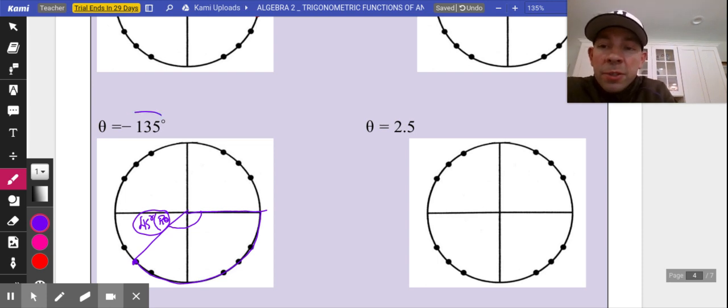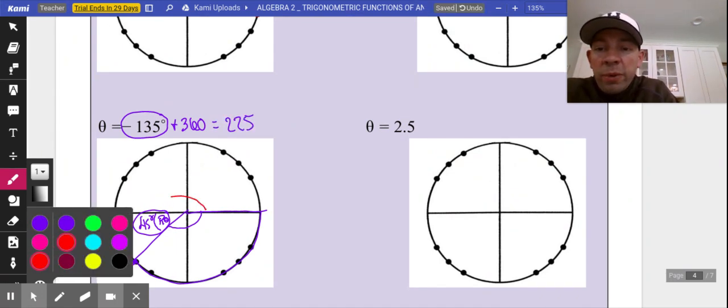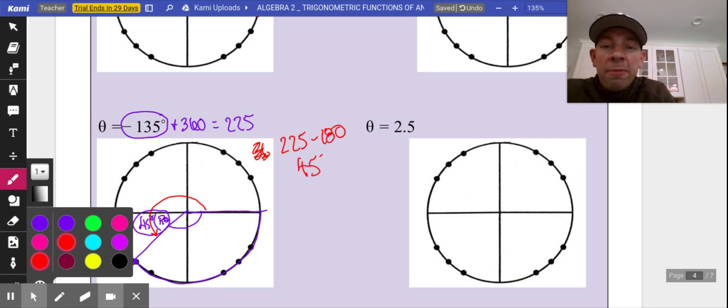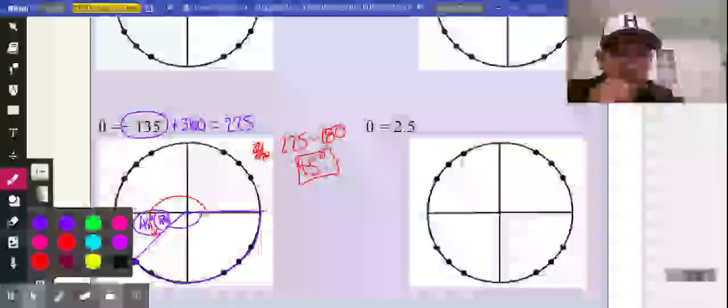The other thing you could do is find the coterminal angle. Just add a revolution. That's going to make 225. And then you could draw 225, which puts you here. And then you could say, oh, third quadrant. So it's going to be 225 minus the 180, and you'll get your 45 degrees. So however you slice it or dice it, you're going to get your 45 right there.